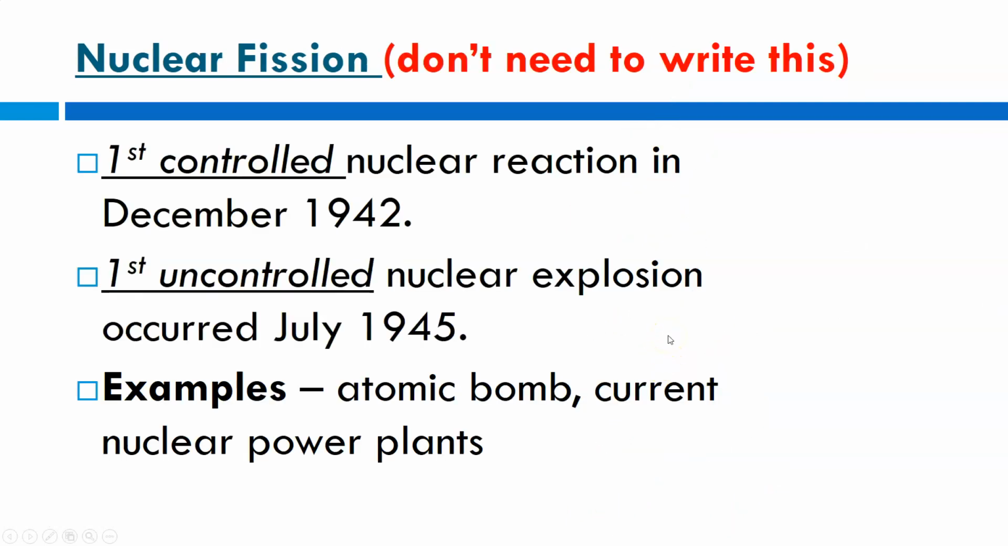So everybody always seems to want to ask questions about how long we have been doing this. When did we start? Well, our first controlled nuclear reaction was in 1942. And then we have had things like atomic bombs and power plants ever since then.